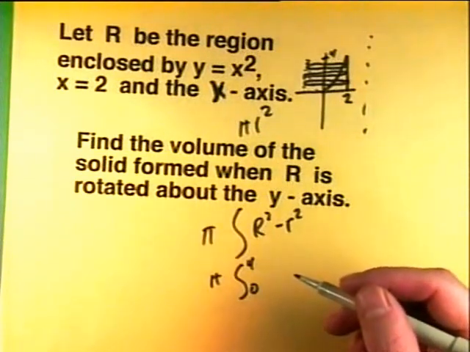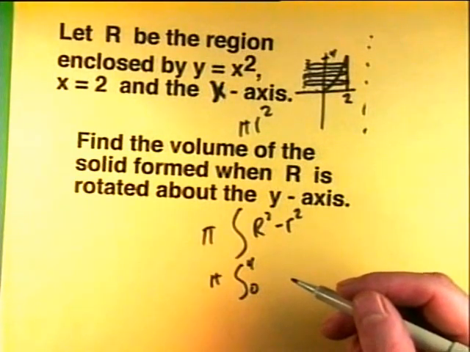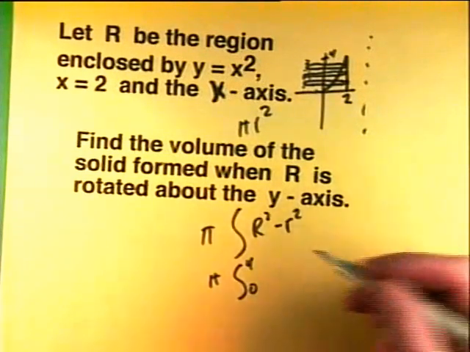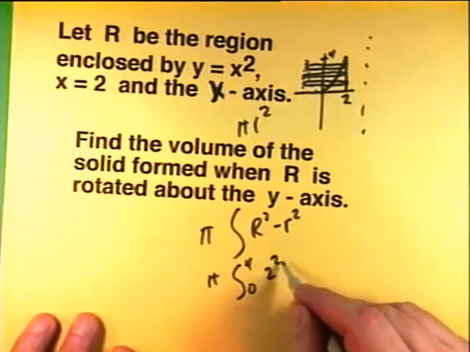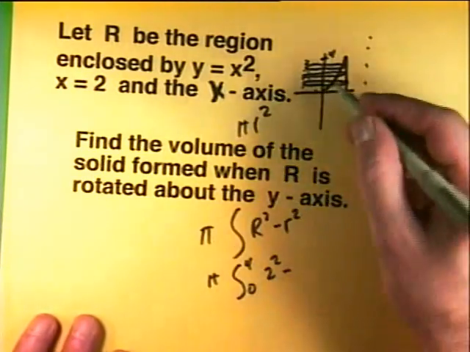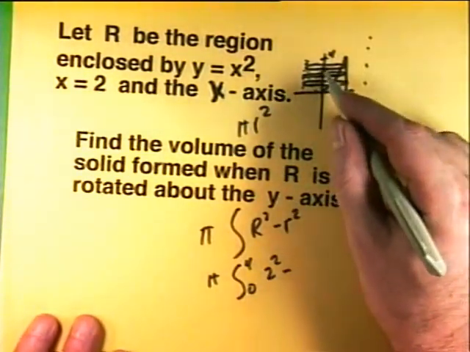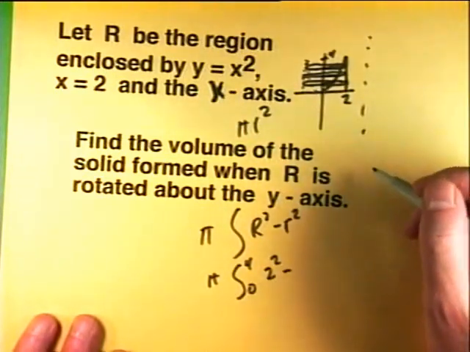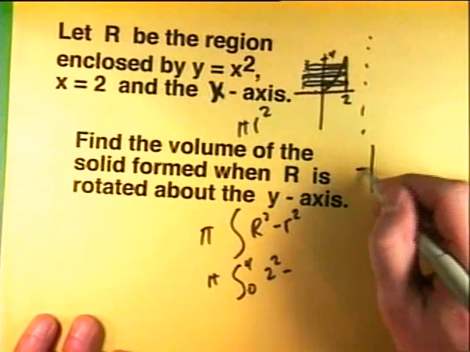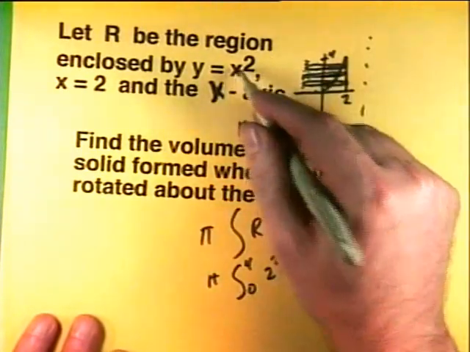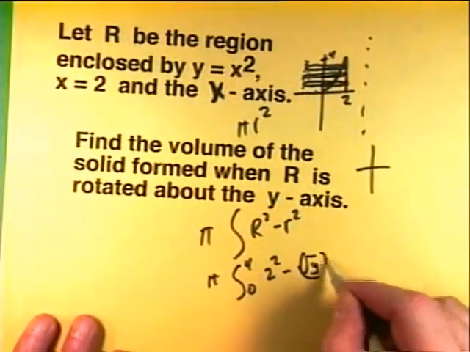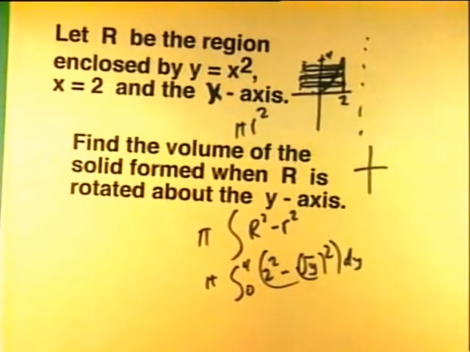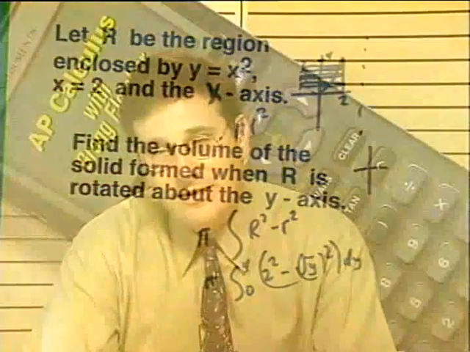What's the outside radius in this picture? 4. What's the radius? 2. Right, so it's 2 squared. And what's the inside radius? The inside radius being the little hole. Yeah, exactly. What would that be in this picture? The square root of y. It's going to be whatever x is, which is the square root of y. Excellent. Did you do that all by yourself? Hey, Jenny, we're just going to set it up. We're not going to do it.